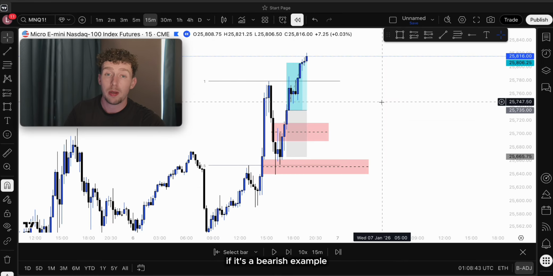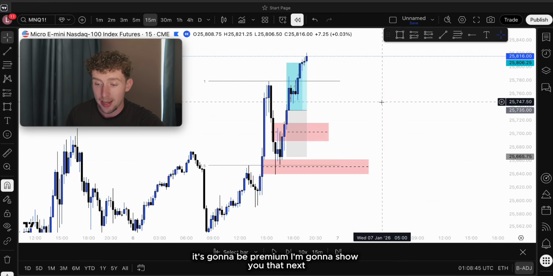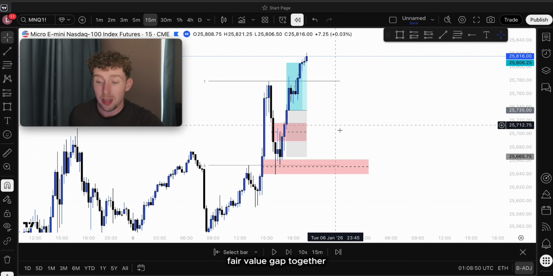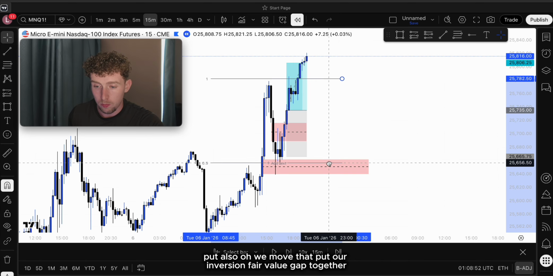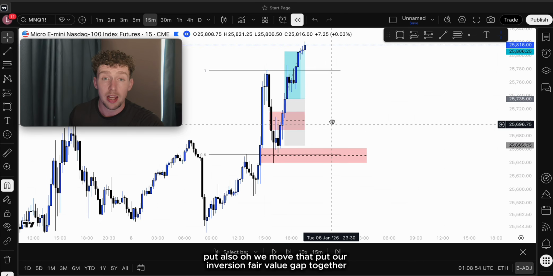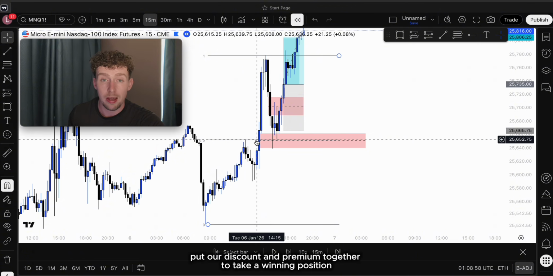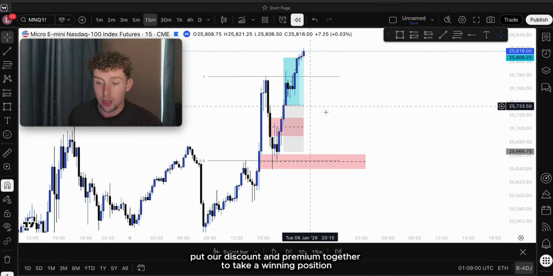If it's a bearish example, it's going to be premium. I'm going to show you that next. But that is how you put it all together. Put our inversion fair value gap together. Put our fair value gap top together. Put our discount and premium together to take a winning position.